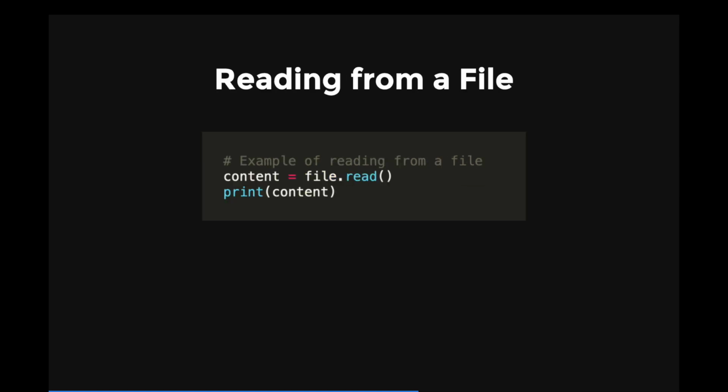Reading from a file. Once a file is opened, you can read its content using various methods. The most common method is read, which reads the entire contents of a file as a string. So you can say content equal to file.read, where file is what you opened before, and then print the content from it. Other methods for reading from a file include readline, which reads a single line from the file, and readlines, which reads all the lines of the file into a list.